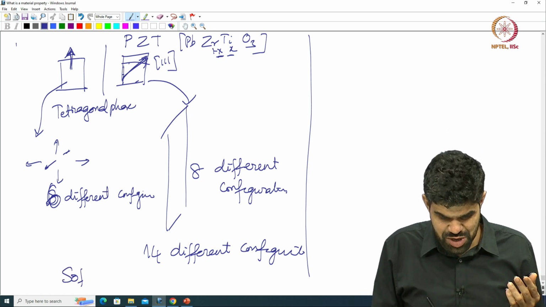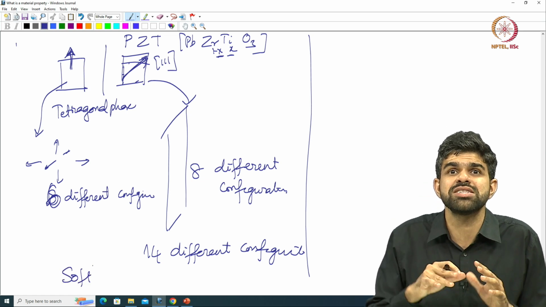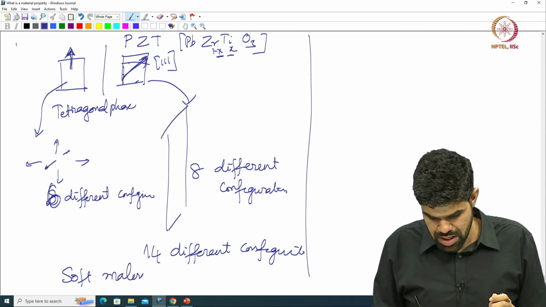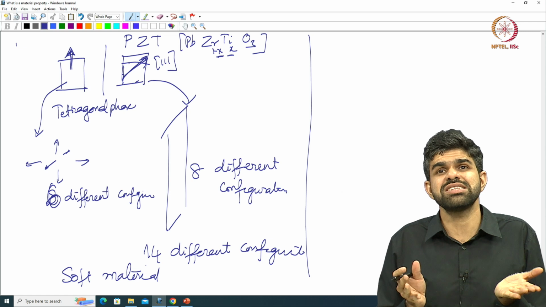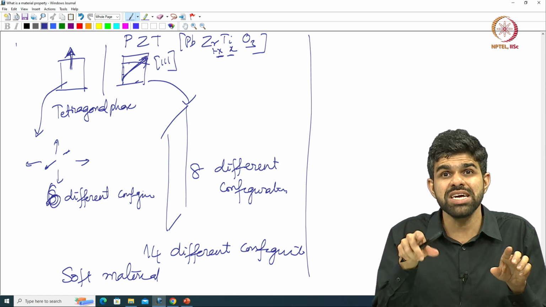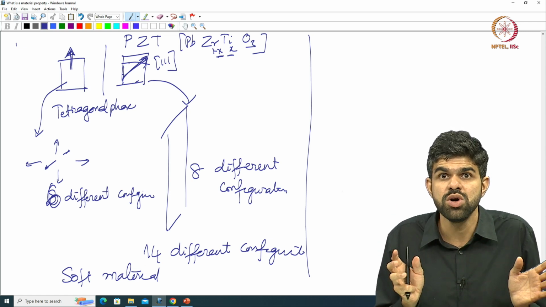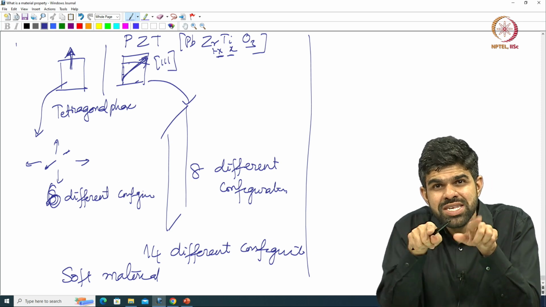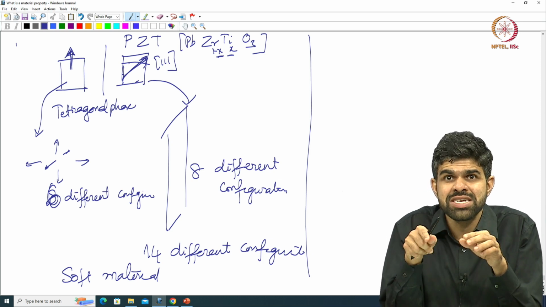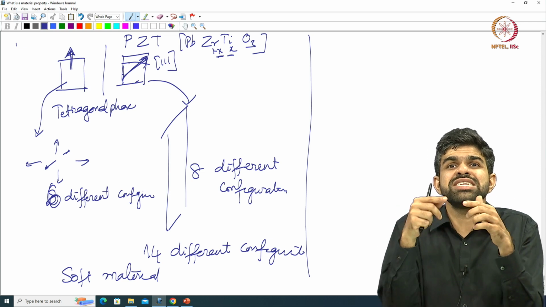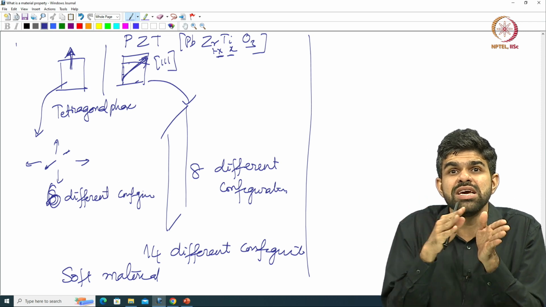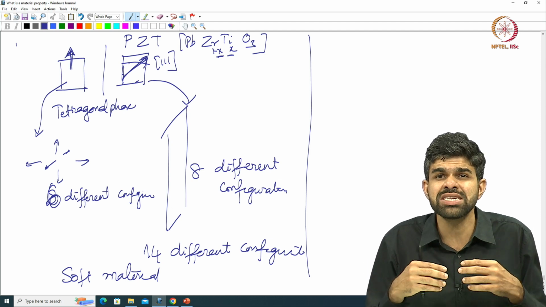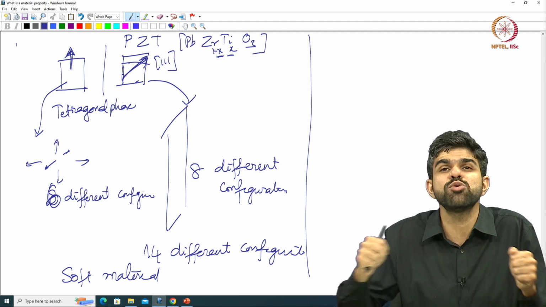Because of so many different polarization configurations that the system can take, this becomes a soft material, in the sense that so many polarization states are stable polarizations. So, even when I apply an electric field, I can easily move to these polarizations, which are stable in configuration, and I can easily follow the electric field. So, it's a very soft material, it can get easily polarized.